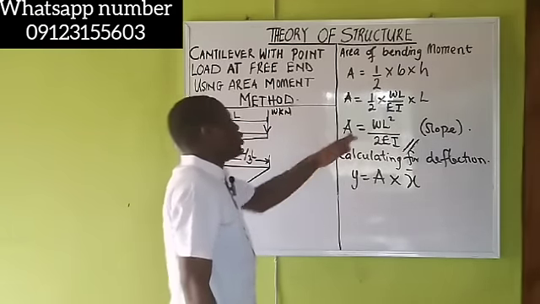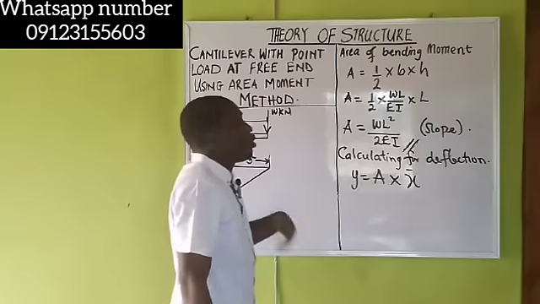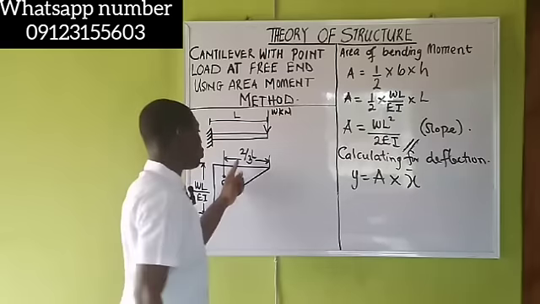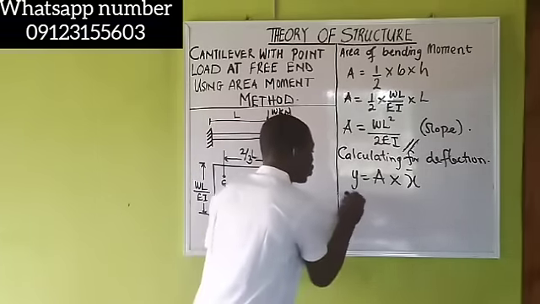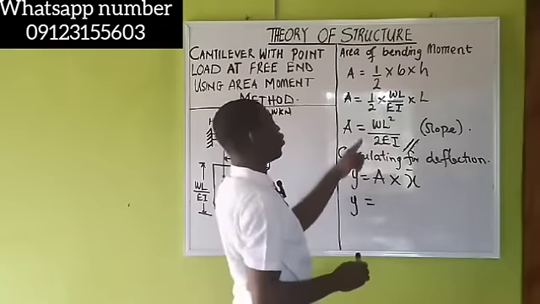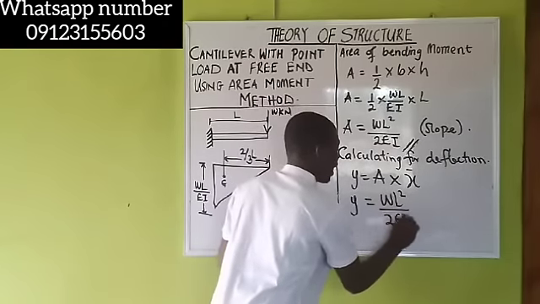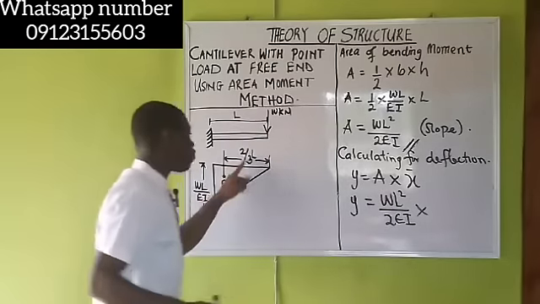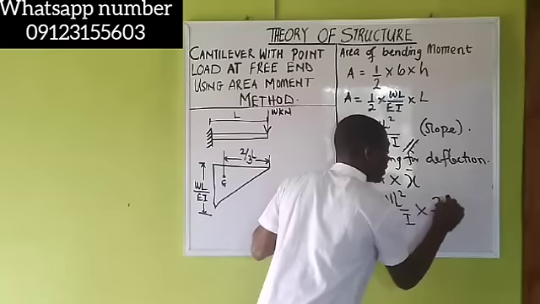Note that after getting your slope equation, which is the area, to get the deflection it becomes what? Area times center of gravity. And the center of gravity here is what? 2 over 3 L. That's the concept. Now my deflection is equal to the area, which is simply all this, W L squared over 2EI, multiplying x bar, which is 2 over 3 L.